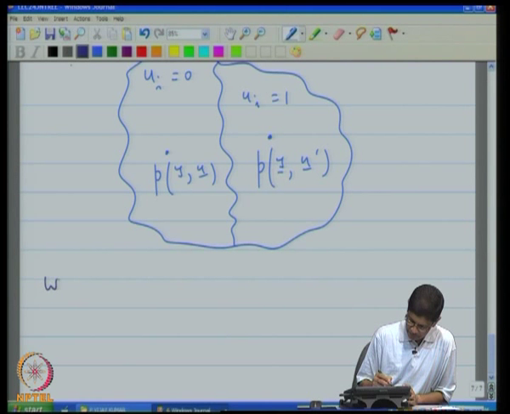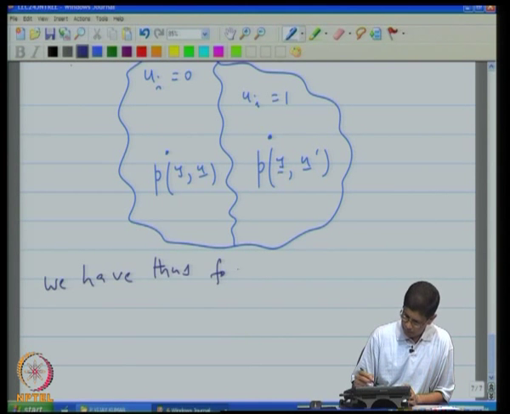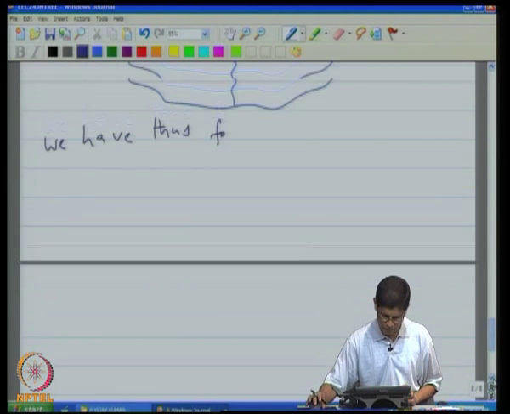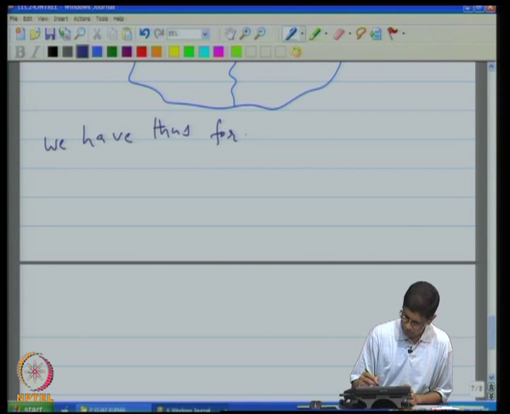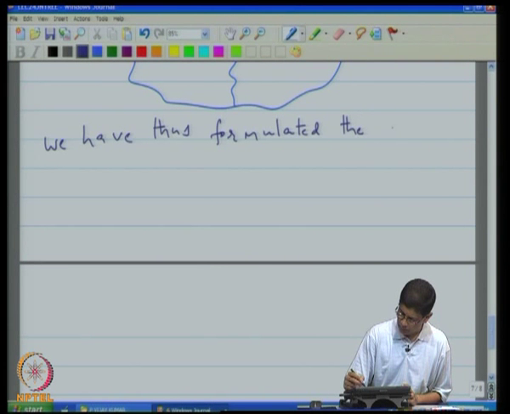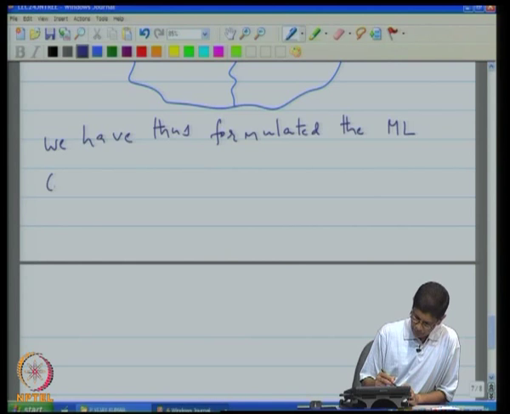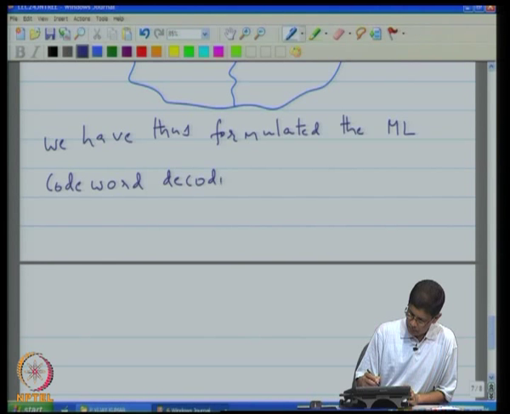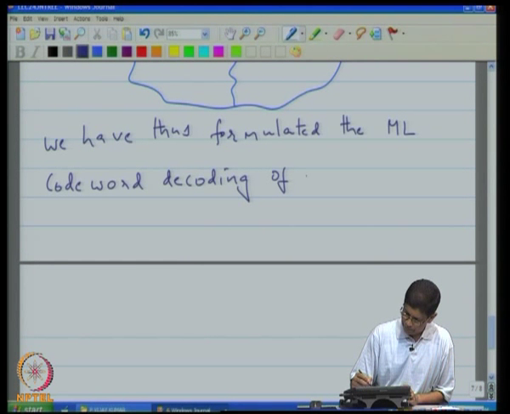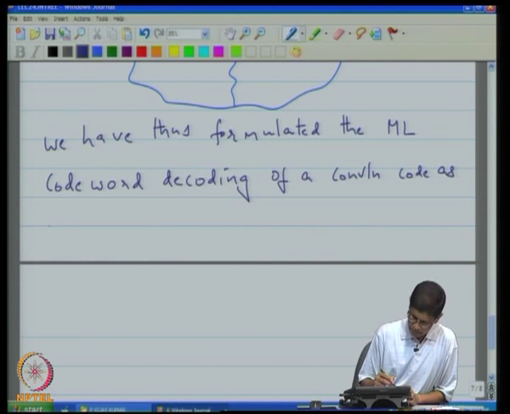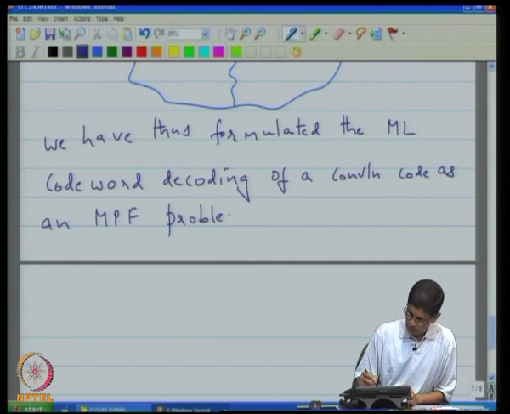So, the conclusion is we have thus formulated the maximum likelihood codeword decoding of a convolutional code as an MPF problem.